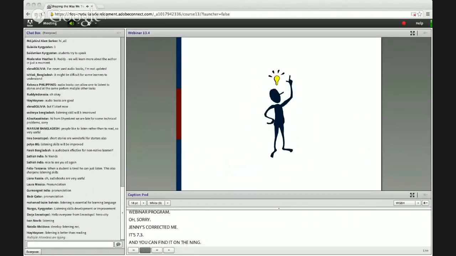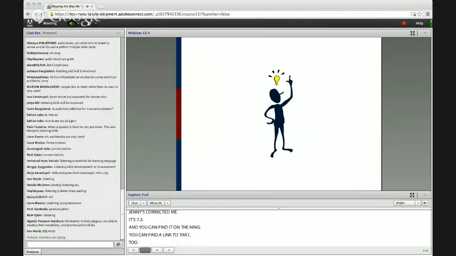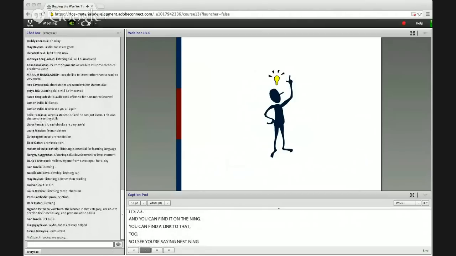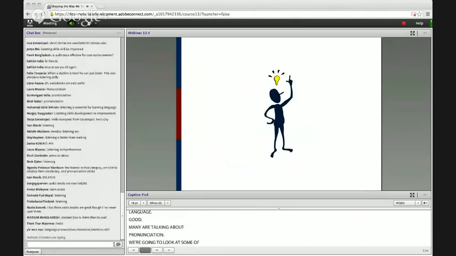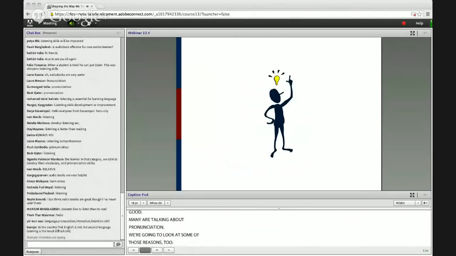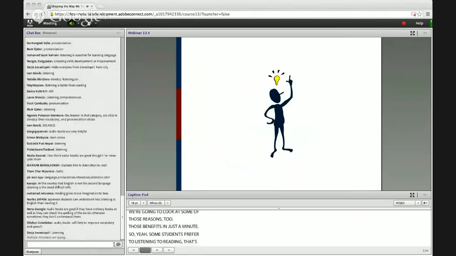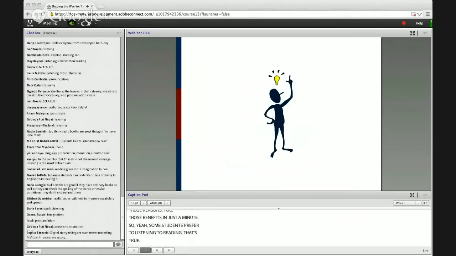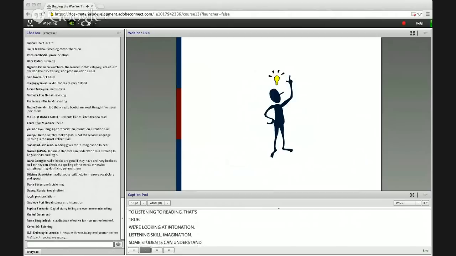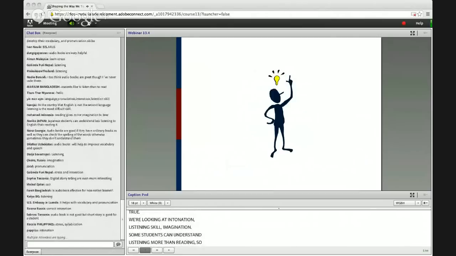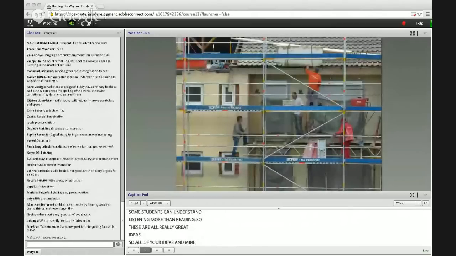So I see you're saying listening is essential for learning language. Good. Oh, I see many of you are talking about pronunciation, and we're going to look at some of those benefits in just a minute. So yeah, some students prefer listening to reading. That's true. Oh, and we're looking at intonation, listening skill, imagination. Some students can understand listening more than reading, so these are all really great ideas. So all of your ideas and mine illustrate how audiobooks can be a useful scaffold for our language learners.